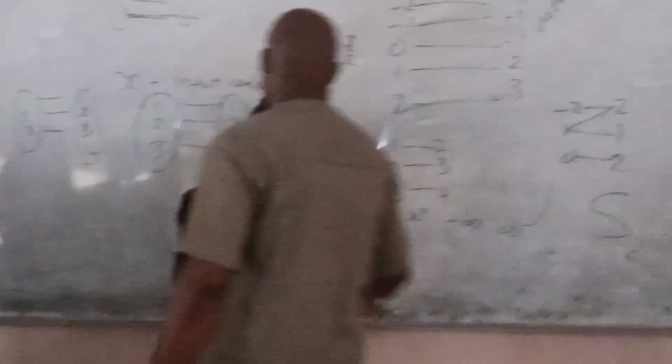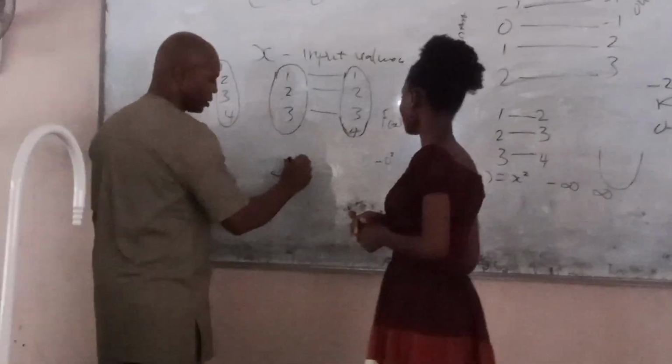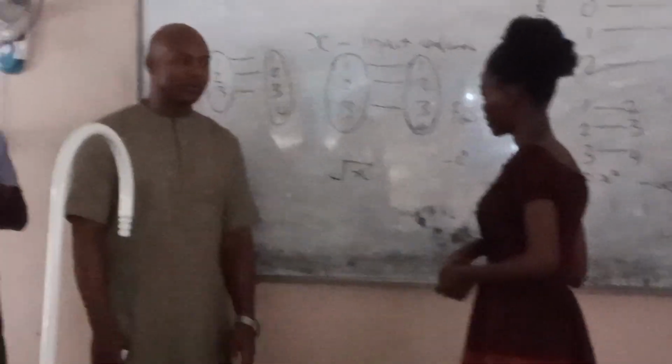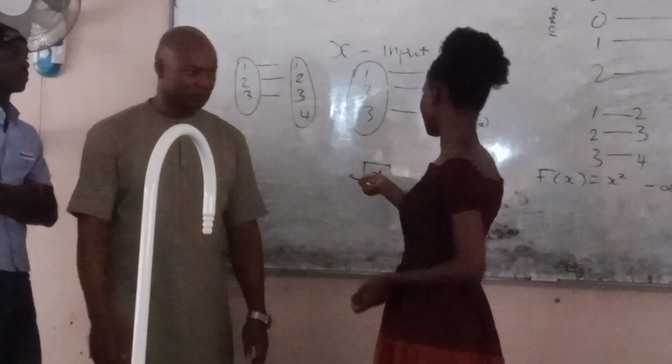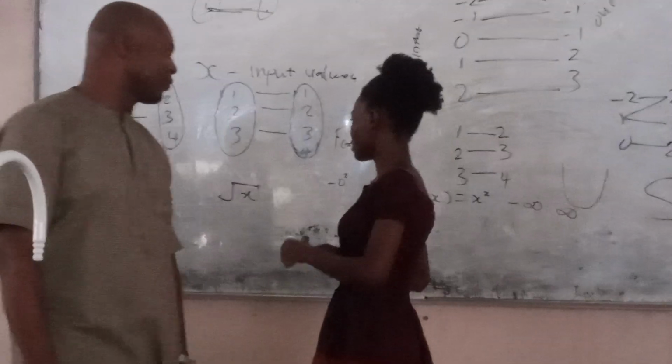I don't want you to be writing many things. If you have this function, the square root of x, and you are asked to determine the domain and the range, what do you do? You're not going to use negative infinity, because if you use negative infinity, it's going to give you a complex number.